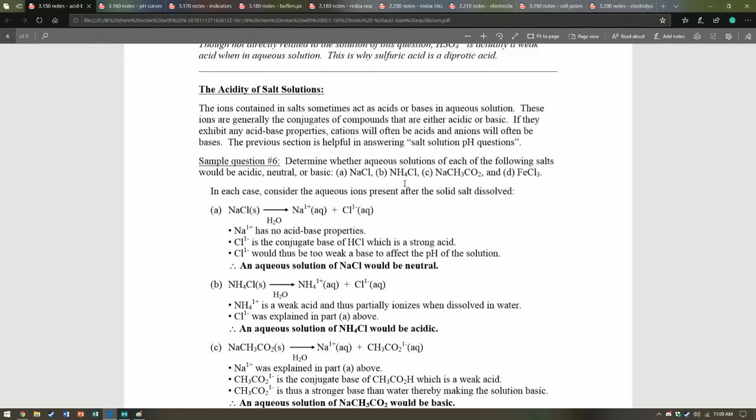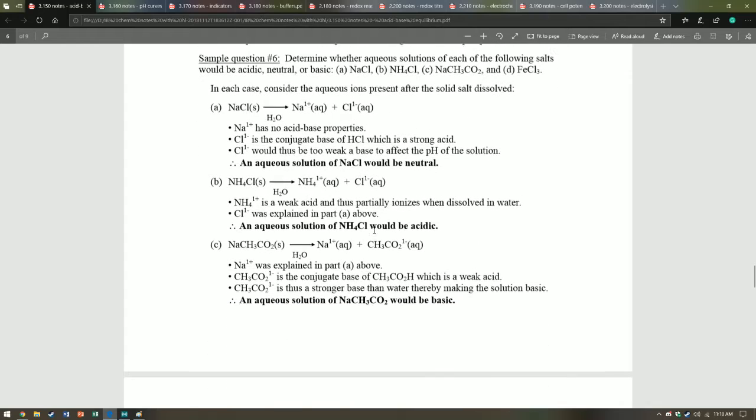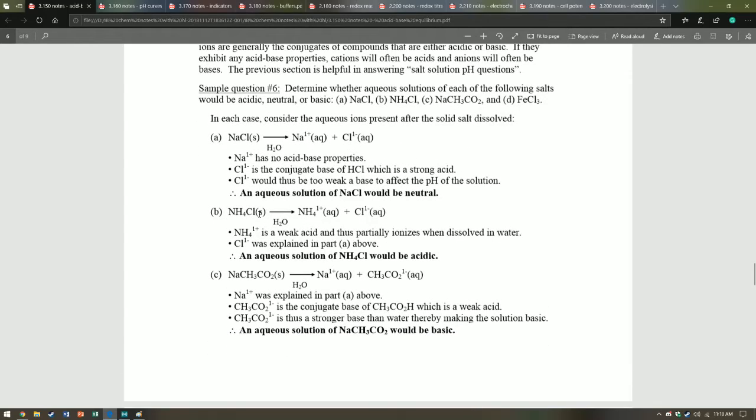So, for example, here we have Na and Cl. This has no acid-base properties. This is the conjugate base of HCl, which is a strong acid. As we discussed before, the conjugate of a strong acid is technically a weak base, but the base is so weak, since Ka for a strong acid is really high, that it has no effect on the solution.